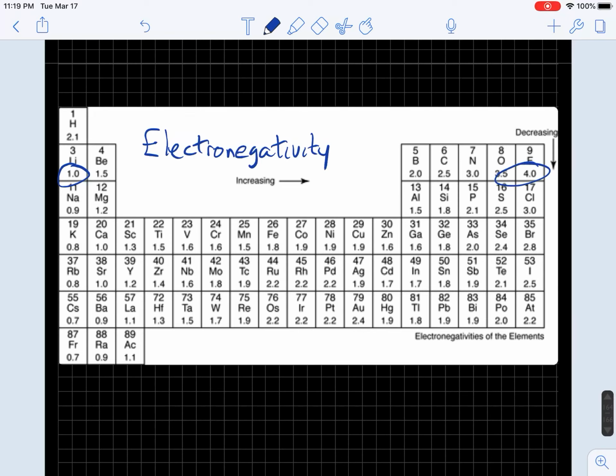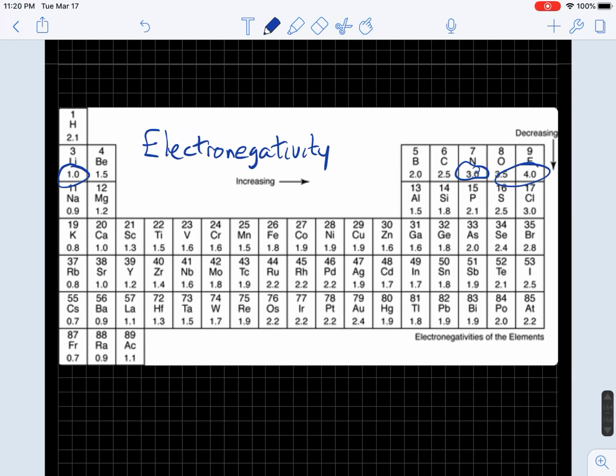What that means is that the fluorine nucleus pulls on the electron charge cloud 4 times as strong as lithium does. These values don't have a unit, they're relative values. You compare one to another. If we take a look at nitrogen and compare it to fluorine, it's a 3 to 4 ratio. Nitrogen is highly electronegative, but it only pulls on the electron charge cloud 3/4 as strong as fluorine does.